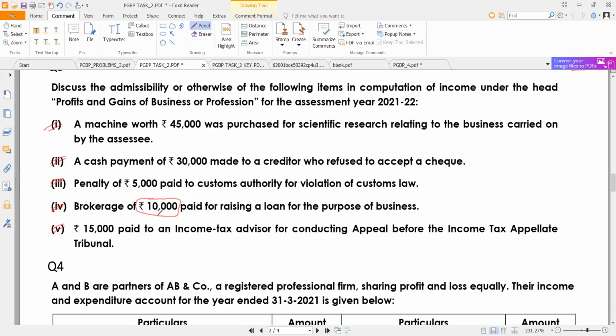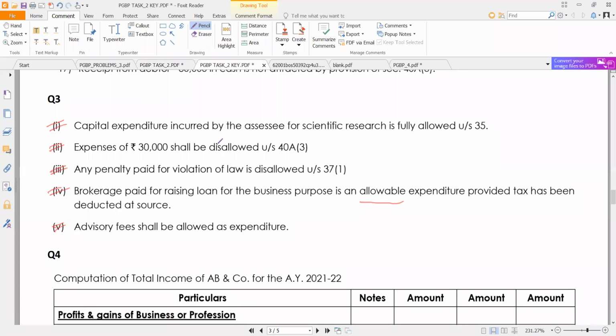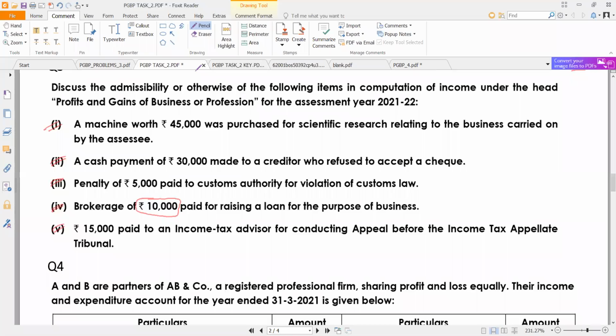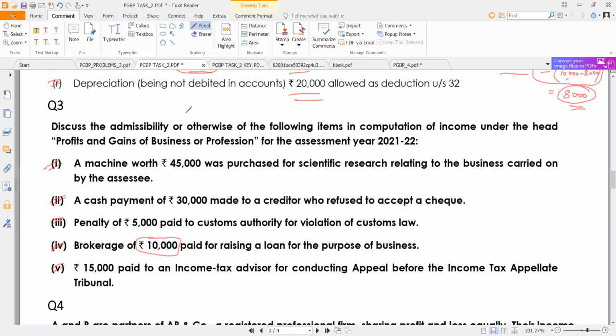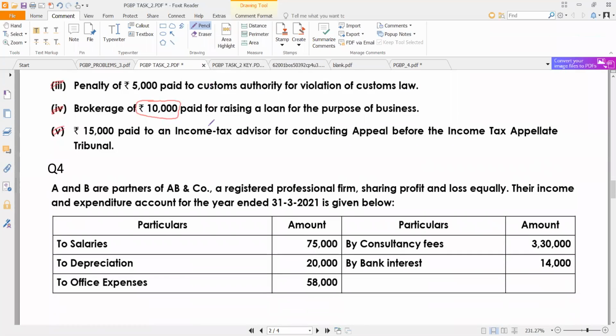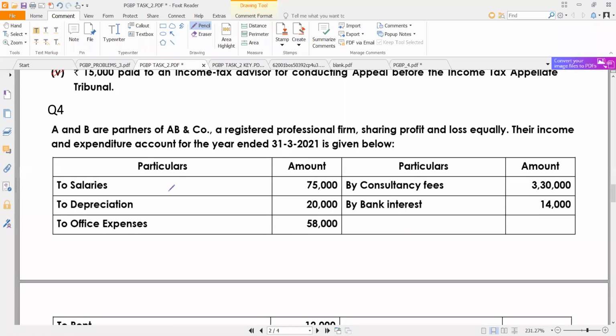Then point number five, 15,000 paid to an income tax advisor for conducting appeal before the Income Tax Appellate Tribunal. No problem. Definitely it is allowed as deduction, whatever it is. Even the expenditure incurred for filing a case against the income tax department also is allowed as deduction. So these are the various aspects in question number three.